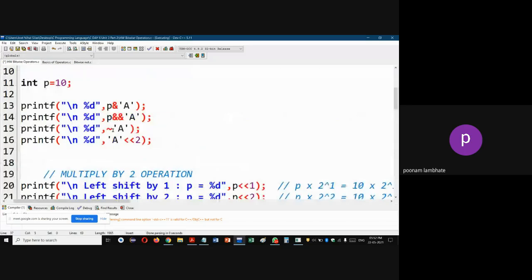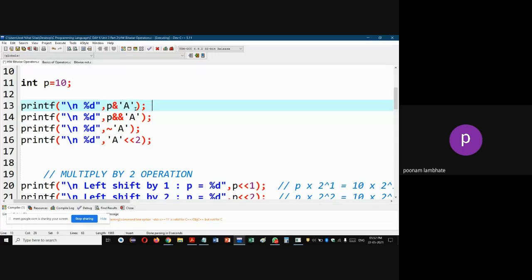Now see here, even with characters you can perform bitwise operations. If I write P bitwise AND with a single character in quotes, that is capital A, its ASCII value is 65 and the value of P is 10. So it is 10 bitwise AND 65. Represent 10 in binary, represent 65 in binary, perform the bit-level AND operation, convert the binary result to decimal, and that decimal value will be the output in this output window.